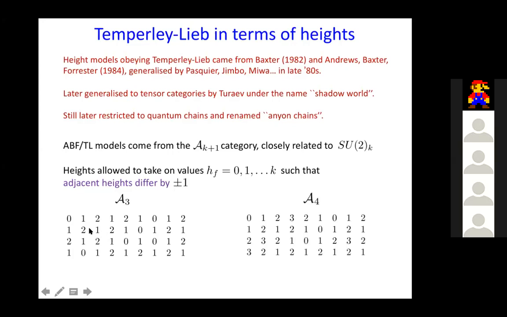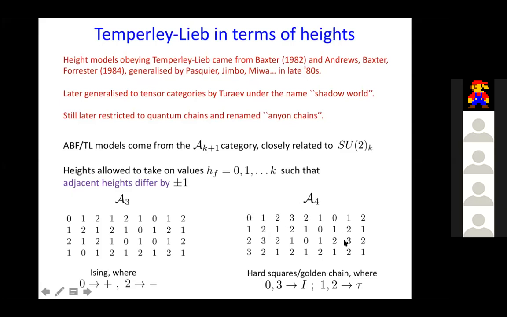A more fashionable one these days is what people sometimes call Fibonacci. Sometimes in the old days, it was called hard square. In the anyon chain language, people call it the golden chain. There you have 3 possible heights, and again, they always must differ by 1.